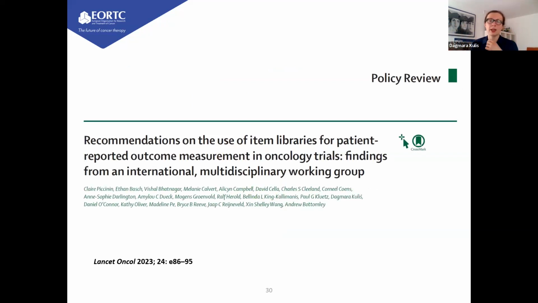So it's about any item library, because there are more than just the EURORDIS one, with recommendations on how to use them for PROMs in oncology trials. But this is actually quite a good paper on the general use of item libraries for creating questionnaires for any disease, and it explains how to check the validity, how to make sure that they work and that they are made in the proper way.